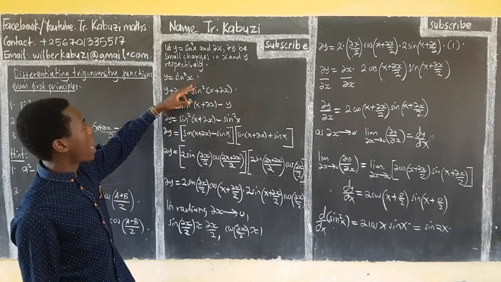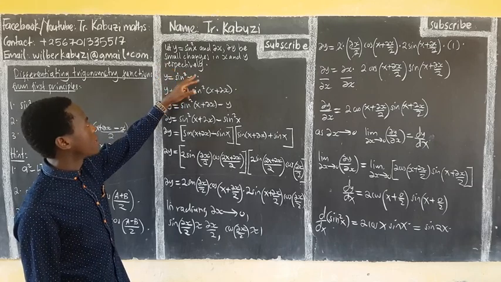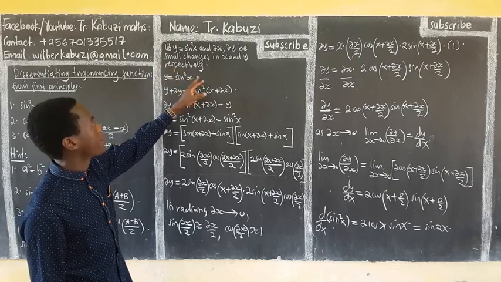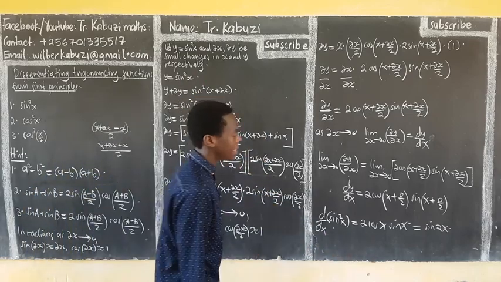the chain rule. Lower the power, you get 2. Reduce the power by 1, maintain sin x. Differentiate sin x, you get cos x. So, as simple as that.